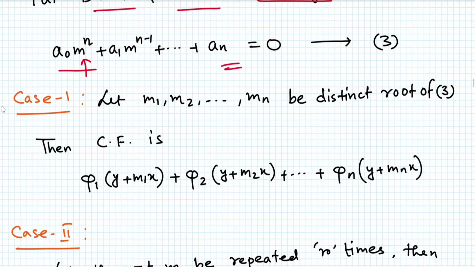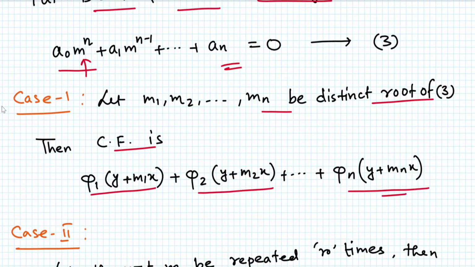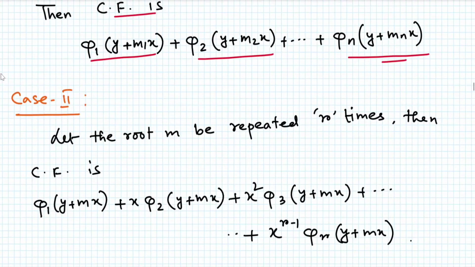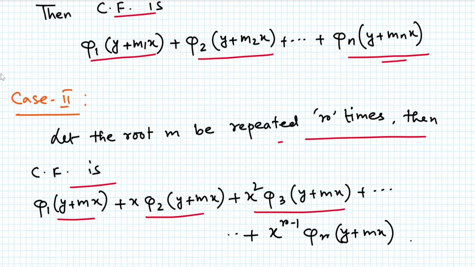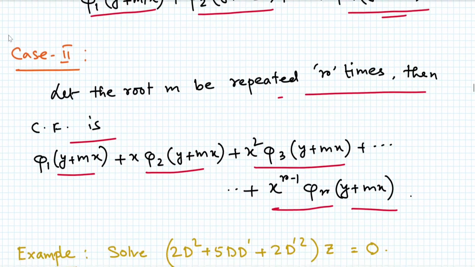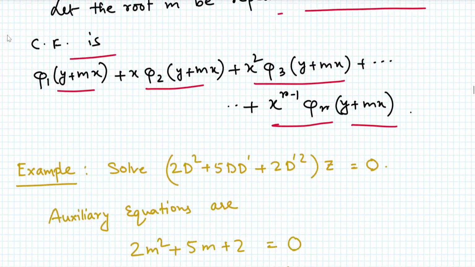Let m1, m2, ..., mn be the distinct roots of equation 3. Then the complementary function is φ1(y + m1x) + φ2(y + m2x) + ... + φn(y + mnx). And if a root m is repeated r times, then the complementary function is, as we see in the ODE section, the same concept here: φ1(y + mx) + xφ2(y + mx) + x²φ3(y + mx) + ... + x^(r-1)φr(y + mx). This is the same as we do in the ODE section.